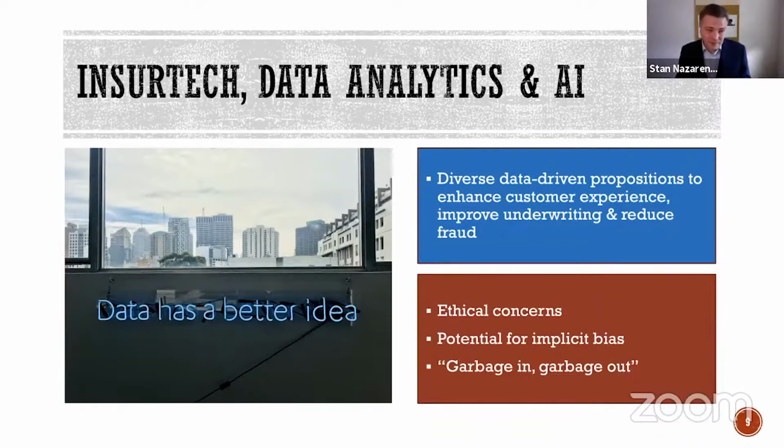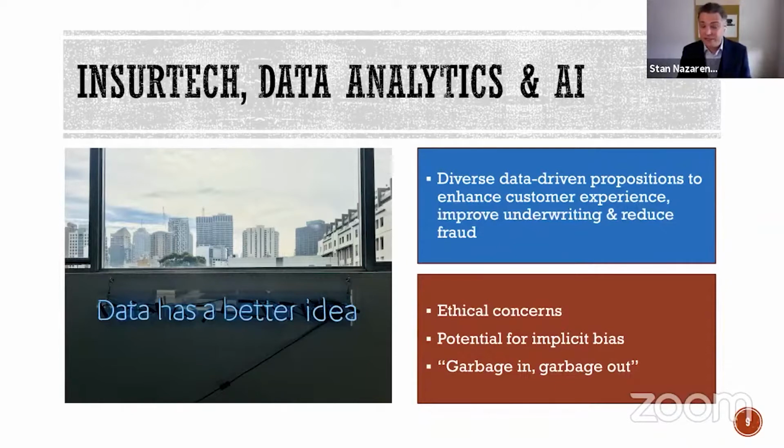You have probably all heard about new propositions about being able to issue policies in seconds after answering 6 or 7 questions. And of course, the big question is, if the data doesn't come from the customer, where does it come from? Then also, if we're talking about AI, of course, there's a danger of implicit bias.